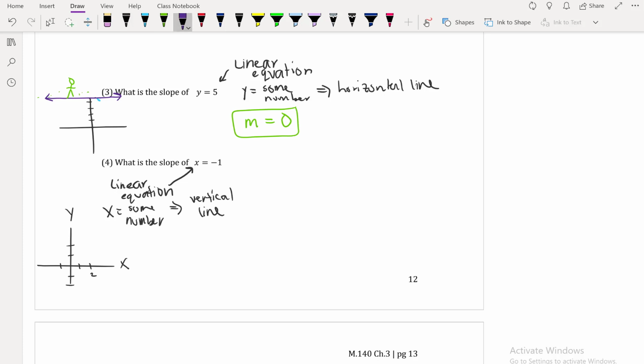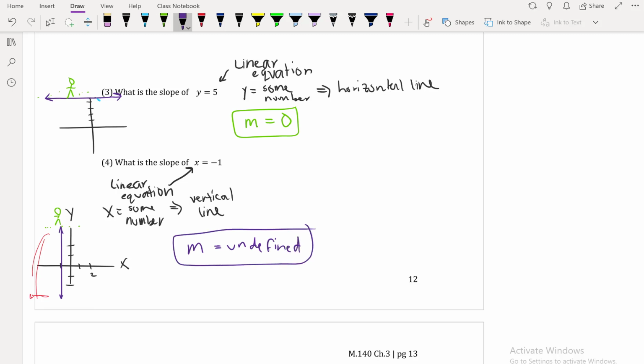if you're on this line, then at -1, let's say here, straight up and down, no curve or bend in your line. And if you were a person on this line, if you walk to the left or to the right, what would happen is that your slope would be undefined. Okay? So just know the difference between m is equal to 0 when you have a horizontal line, and m is undefined when you have a vertical line.